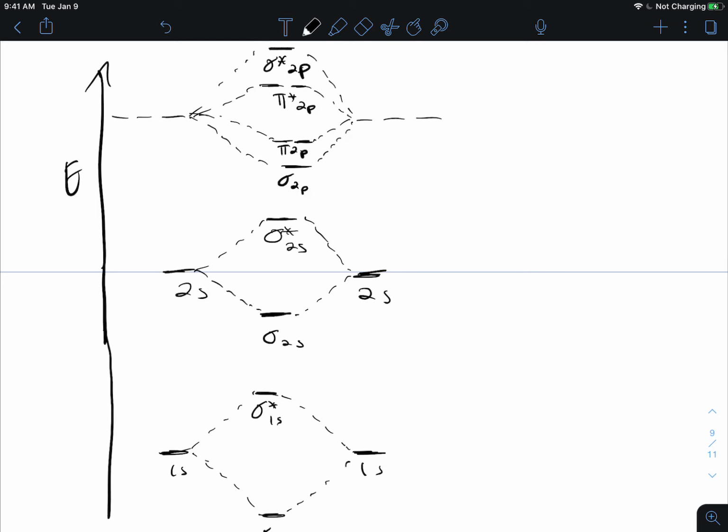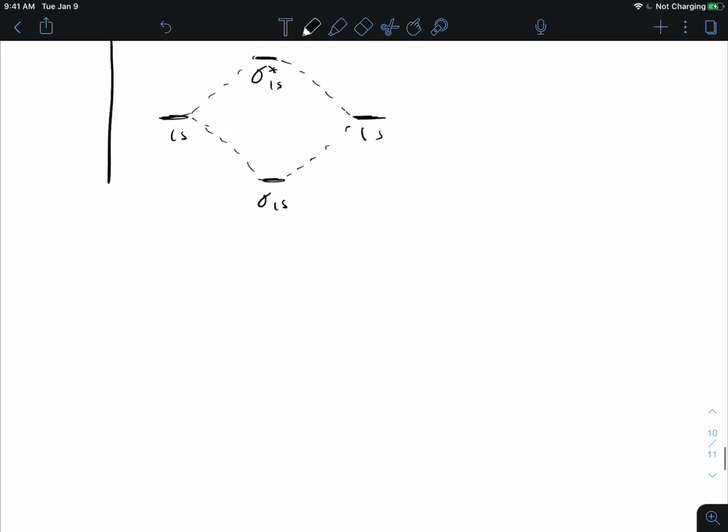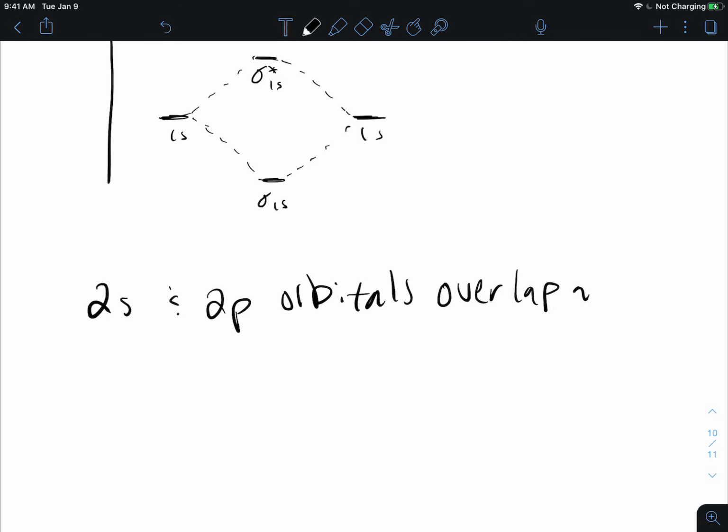There are, however, a couple of snafus in here. When we have 2s and 2p interacting with each other, this is going to cause additional overlap, and that additional overlap is going to cause a splitting of the energy. So 2s and 2p orbitals overlap a bit for some of the 2p diatomics.